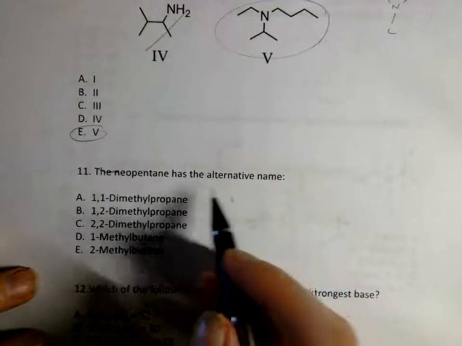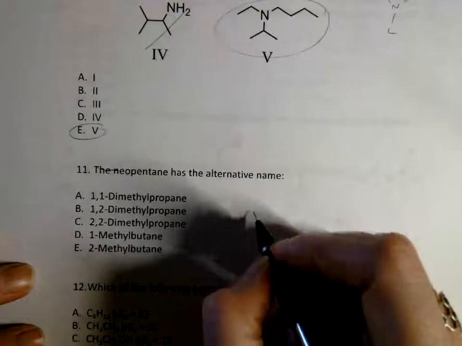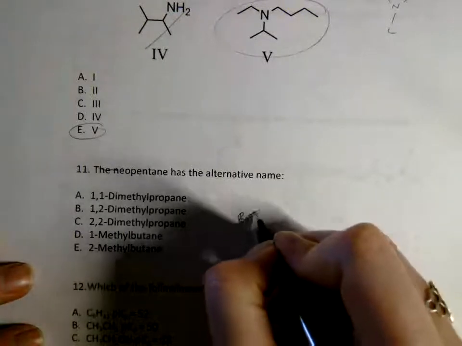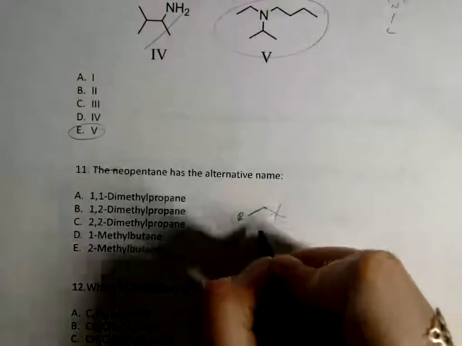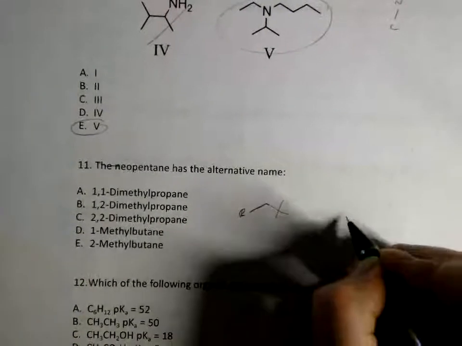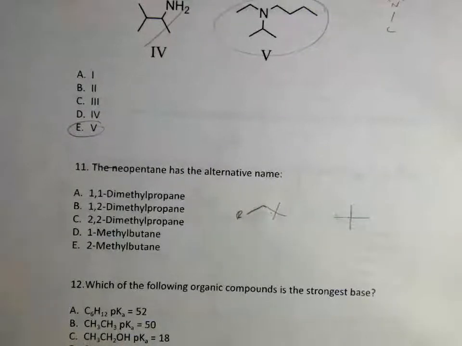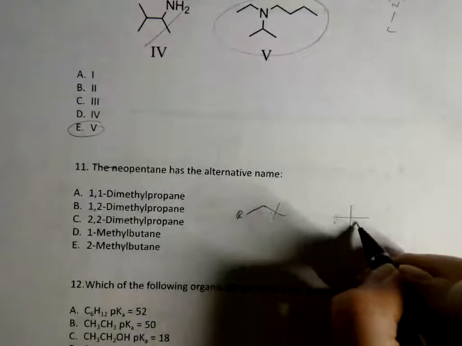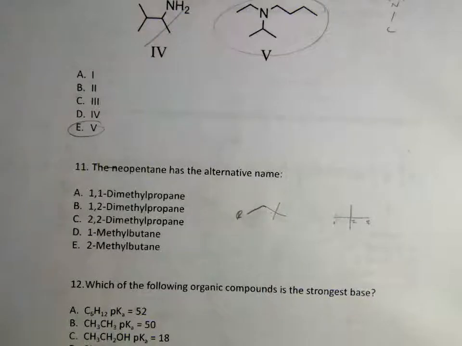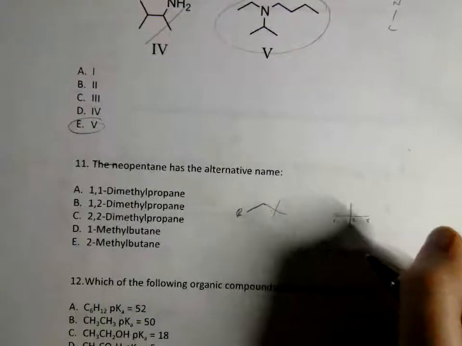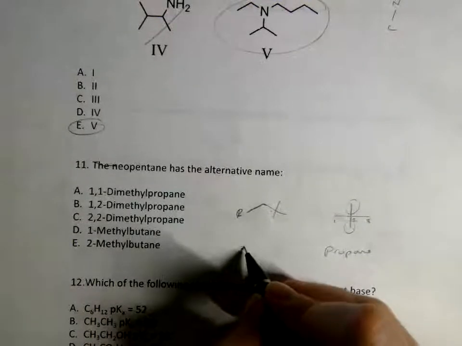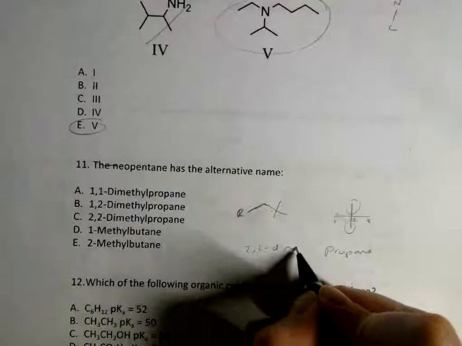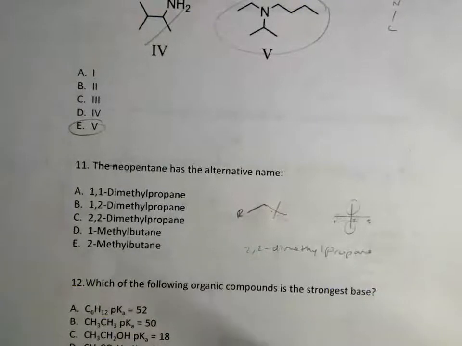Okay, so question 11, neopentane has the alternative name of what? So first you need to know neopentane. I think of neopentane as a functional group more often. So it's a functional group that looks like this. That's a neopentyl group, but neopentane itself looks like this. So that means we have 1, 2, 3 carbons if we're going to name it. So propane. And then there's 2 substituents right here in the middle. So 2,2-dimethyl propane. So that answer is answer choice C.